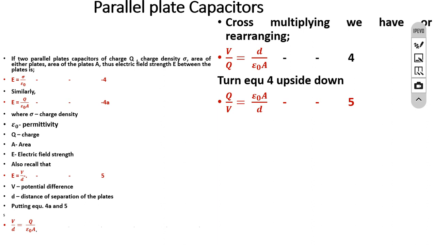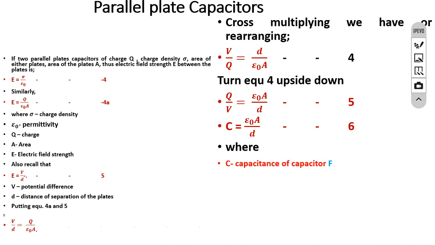Now, remember that Q over V is capacitance. From our equation 1, Q over V is capacitance. So in place of Q over V, I decide to put capacitance. That gives us a new expression. All this I would expect you to memorize them because we are going to use or apply them.